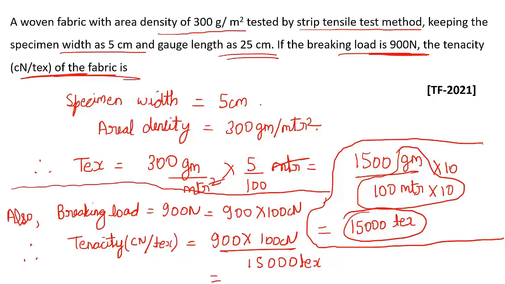If you solve this, then the tenacity is 6 centinewton per tex. So the answer is, the tenacity of the fabric is 6 centinewton per tex. This is the right answer. I think it is clear to you. Now coming on to the next question.